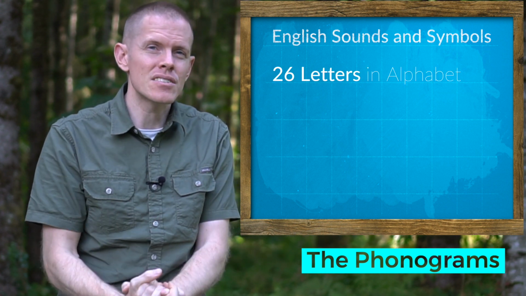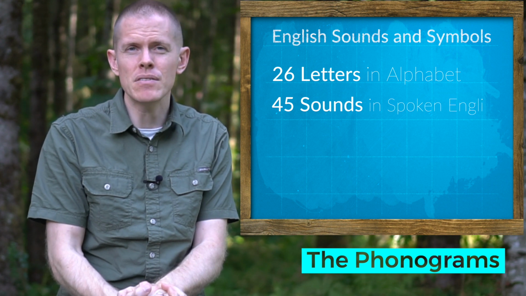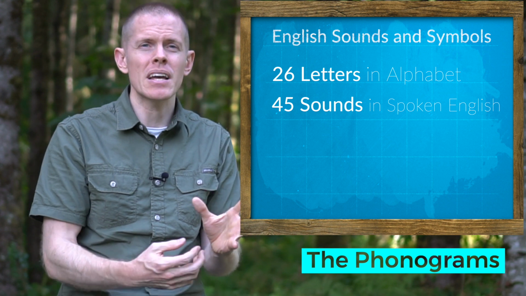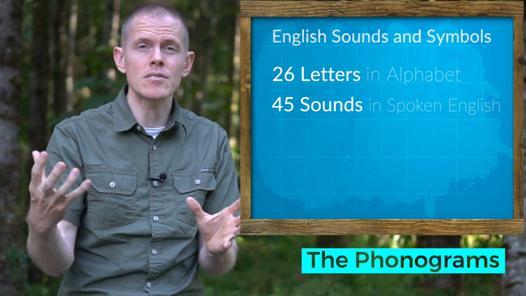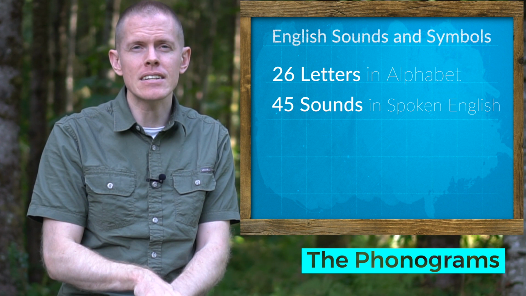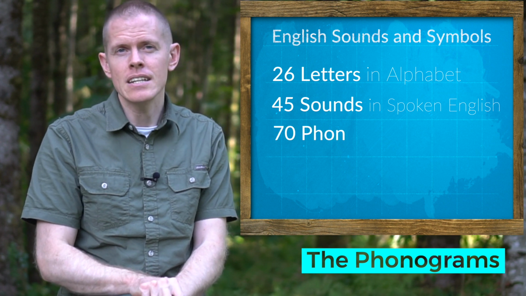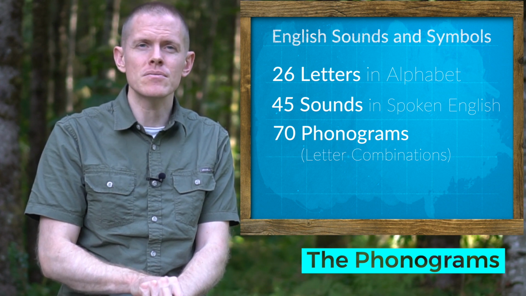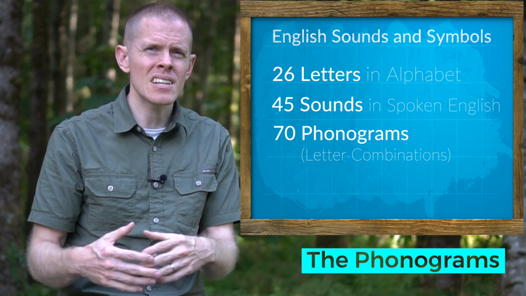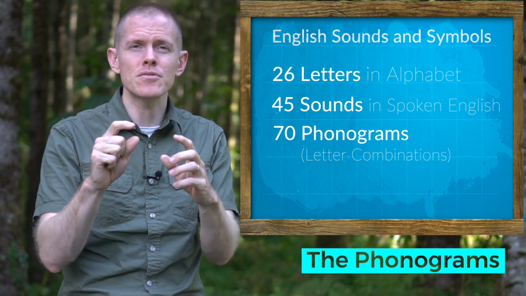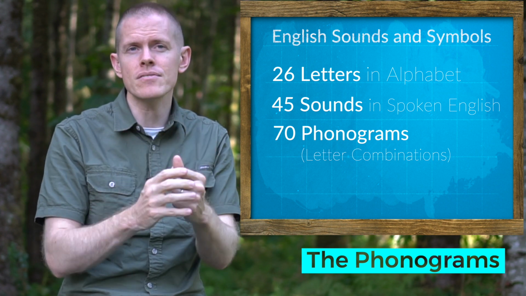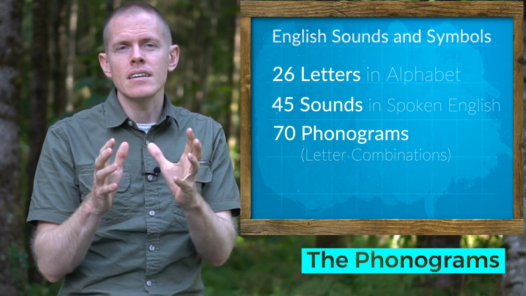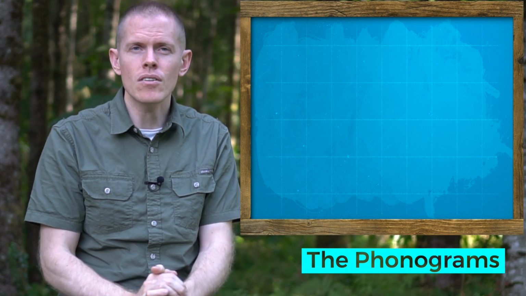The problem is with English, we have 45 different sounds. So you would think that with 45 different sounds in the English language that we would have 45 different symbols, 45 different letters, but that's not the case. The problem is in English, we have actually more ways to write those sounds. We have roughly 70 different ways to write those sounds, and those are called phonograms. That's just a fancy way of saying letters or combinations of letters that stand for a sound. So in English, we have roughly 70 phonograms, ways to write the different sounds of our language.